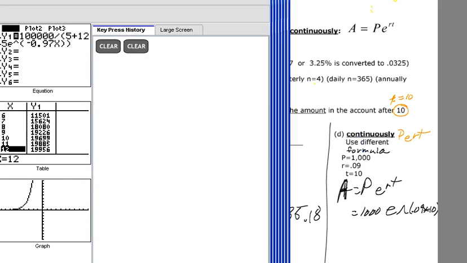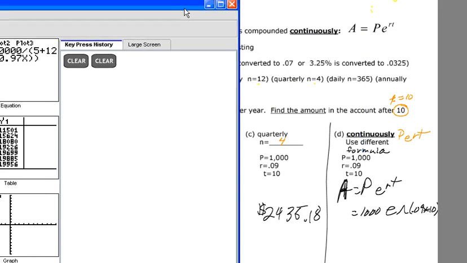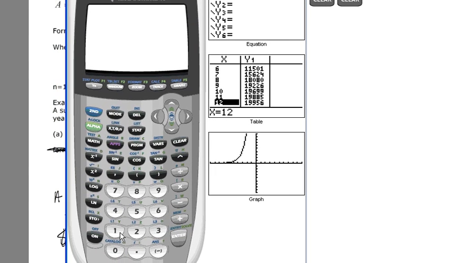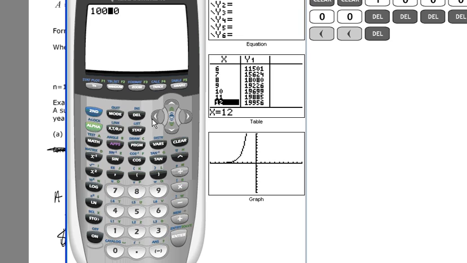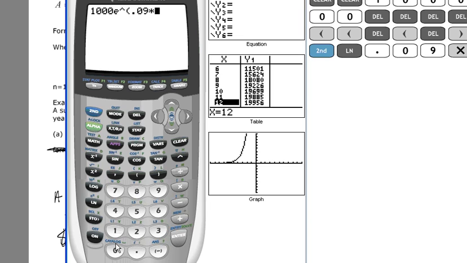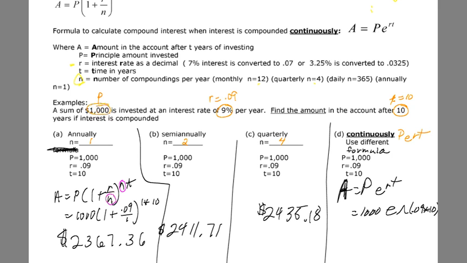Figure out what we had. 1,000 e to the 0.09 times 10. Oop, too many zeros. $1,000 times e raised to the 0.09 times 10 power. Now this is continuously. What we end up with is 2459.60.